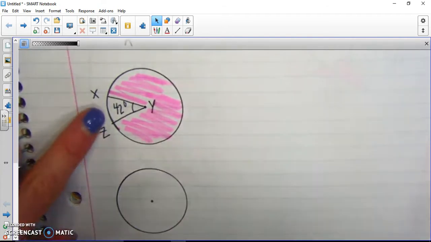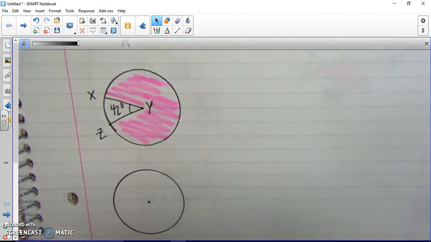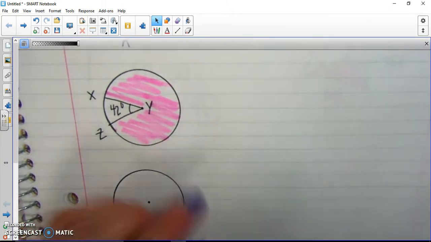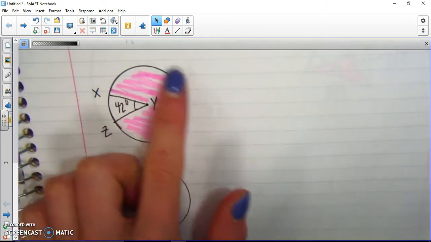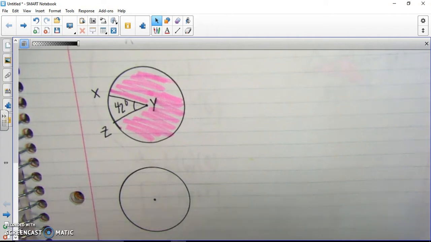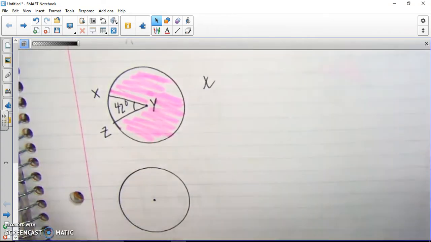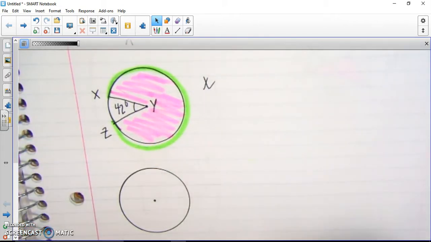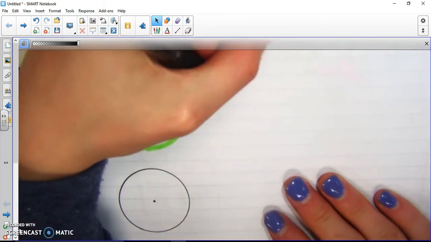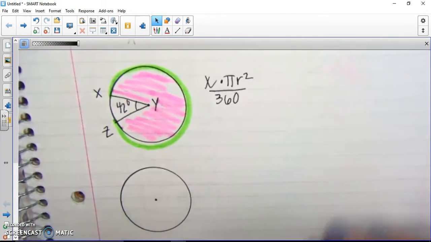You could find the measure of this sector, the XYZ, the smaller sector, and then subtract that number from 360. Or you could find the measure of this entire sector here. Let's say we want to find the measure of this shaded sector directly. So we need to know the degree of the measure of the arc. So we need to know the degree of this arc, X all the way over to Z. Okay. And we need to know the area of the circle. So pi r squared. And we'll divide that by 360.